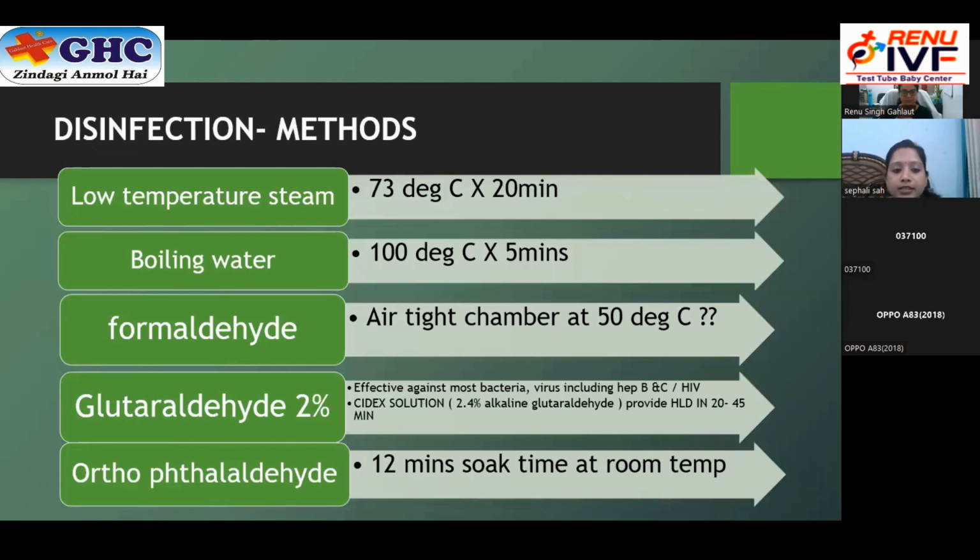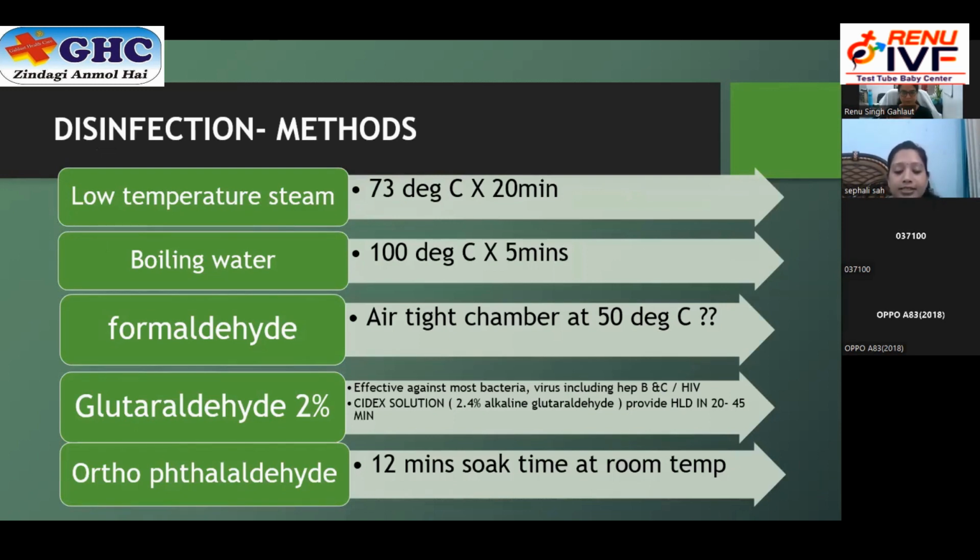First of all, low temperature steam. This is one of the basic steps to be done even if you are autoclaving the instrument. That is, under 73 degrees Celsius for 20 minutes you keep the instrument, or you use boiling water at 100 degrees Celsius for 5 minutes. Then coming to the various chemicals, there is formaldehyde, in an airtight chamber at 50 degrees Celsius. The time is not mentioned anywhere. That's why our formalin chamber is called the bane of laparoscopy.